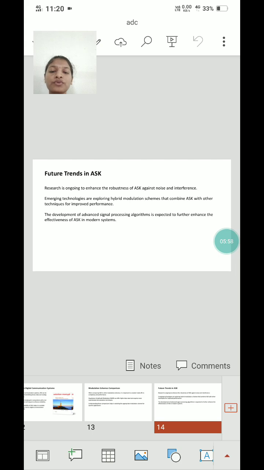Next, we can go through the future trends in amplitude shift keying. Research is ongoing to enhance the robustness of amplitude shift keying against noise and interference. Emerging technologies are exploring hybrid modulation schemes that combine amplitude shift keying with other techniques for improved performance. The development of advanced signal processing algorithms is expected to further enhance the effectiveness of amplitude shift keying in modern systems.